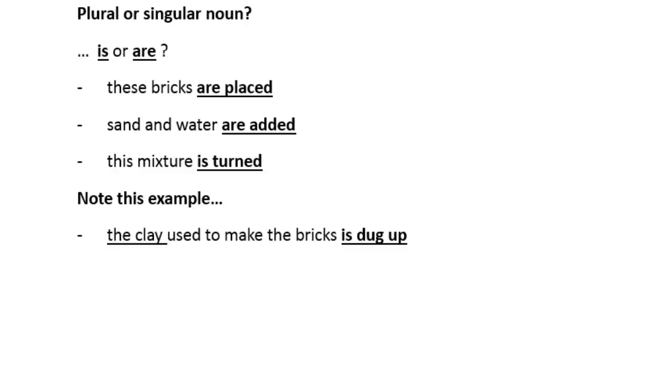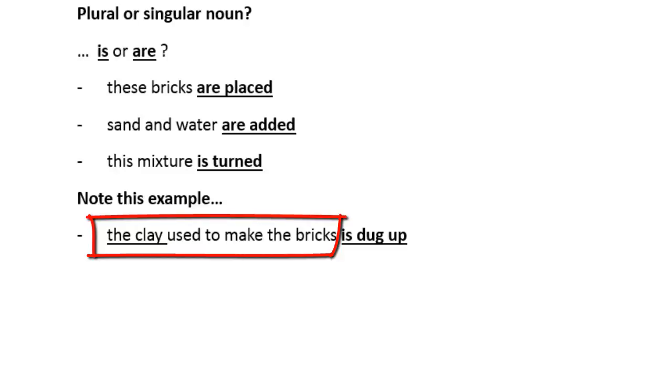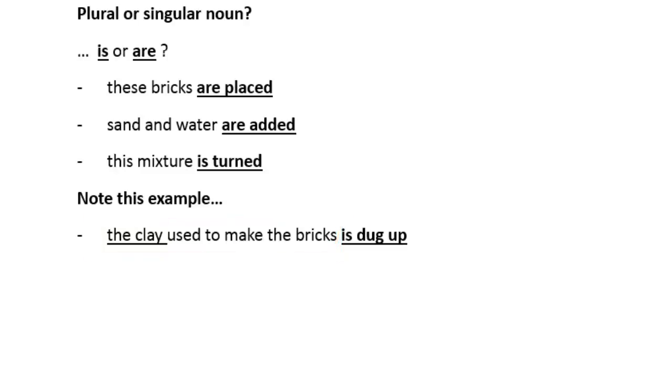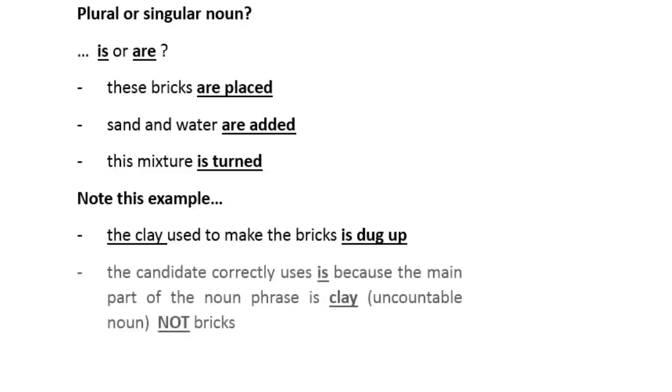But finally, notice this example here. This is where we have a very complicated phrase. The clay used to make the bricks is dug up. So now it's not the bricks that's the main noun. The main noun is clay. So this is an example of a very complex noun phrase which then needs to be connected to an accurate passive voice, and that is a wee bit tricky. But if you can do that well, again, that example there would be very high level, and an 8 level candidate or 9 would be looking for that kind of grammar.